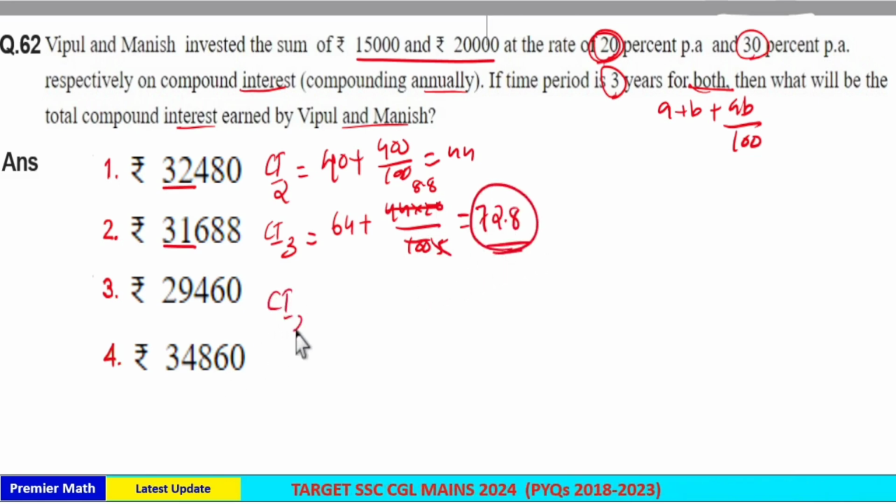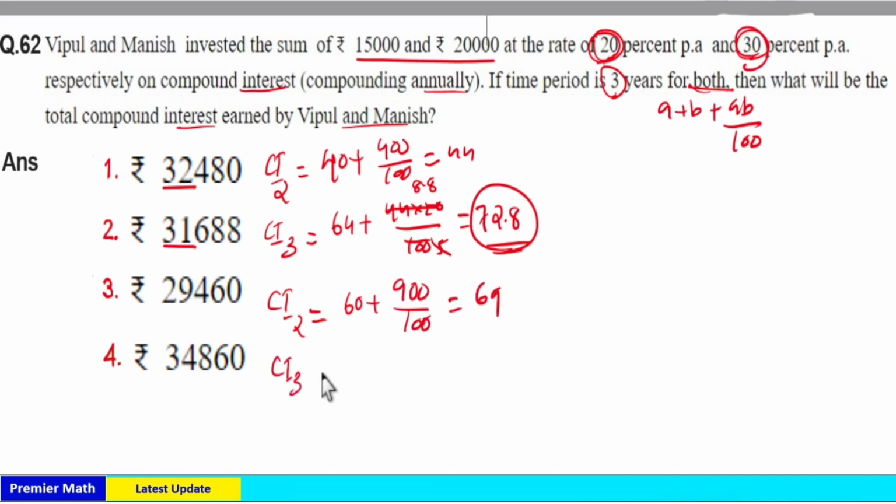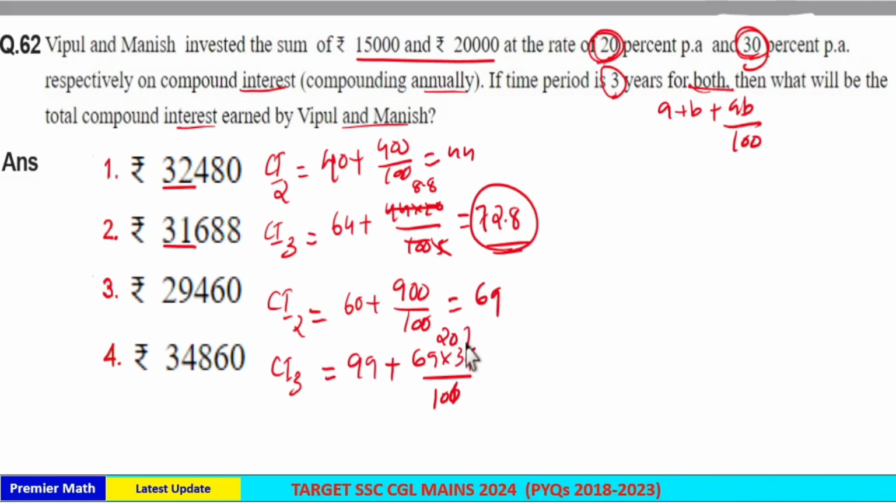Again, compound interest for 2 years at 30% is equal to 30 plus 30, 60. 60 plus 30 into 30, 900 by 100, which is equal to 69%. So compound interest for 3 years is equal to 69 plus 30, 99. 99 plus 69 into 30 by 100. 69 into 30 is equal to 180 plus 27, which is 207. So 207 by 10 is equal to 20.7. 99 plus 20.7 is equal to 119.7%.